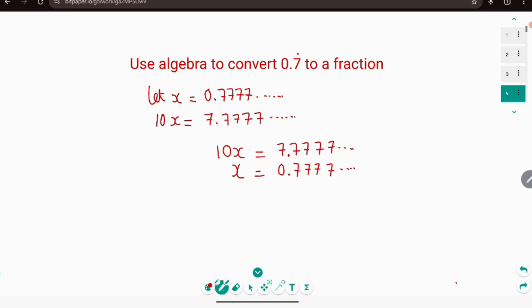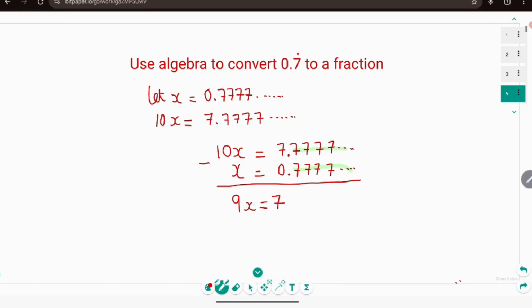And again, the next step is always the same. We're going to do the top line, subtract the bottom line. 10x, take away 1x is 9x. Now what happens if I do 7.7777, subtract 0.7777? Well, 7 take away 7 is 0, right? So all of these cancel out to make 0. I usually like to highlight through them. And can you see we'd just be left with 7.